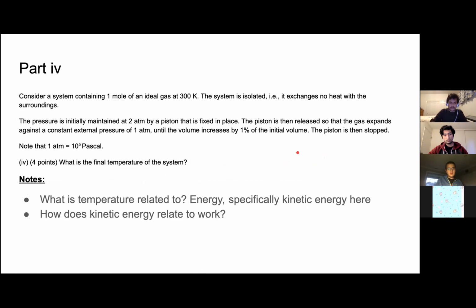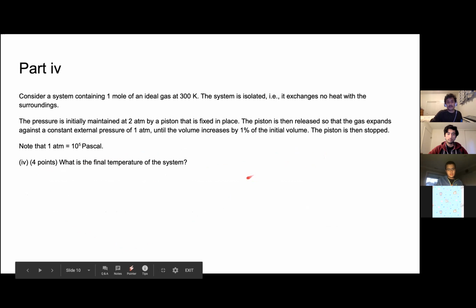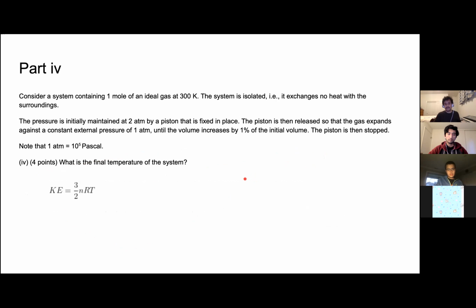Part 4, what is the final temperature of the system? So we want to first ask ourselves, what is temperature related to? What equations or quantities can we use to solve for temperature? In this case, we can use kinetic energy to do that. And the second question would be, how is kinetic energy going to relate to work in our expansion? So here's the kinetic energy equation that we just went over, 3/2 nRT.